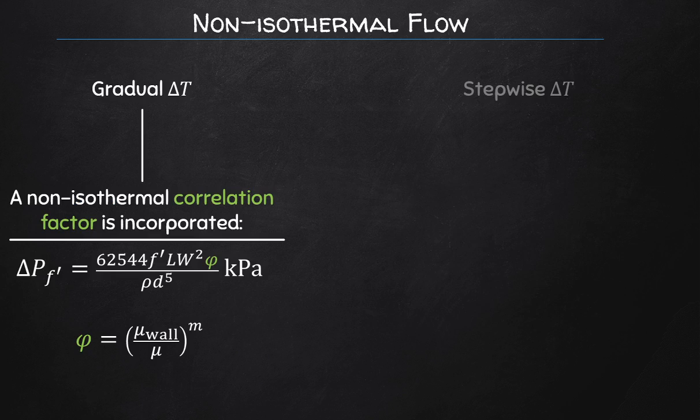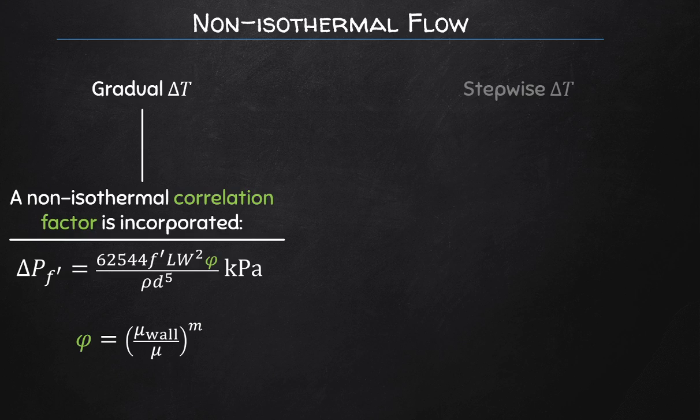Stepwise or sudden increases in temperature occur where flows are entering a heat exchanger for the first time, or into a reactor. Maybe it's a CSTR reactor, etc. And this can result in sudden changes in the temperature. It could be at pipe entrances, it could be at pipe exits. Okay, so it doesn't matter.